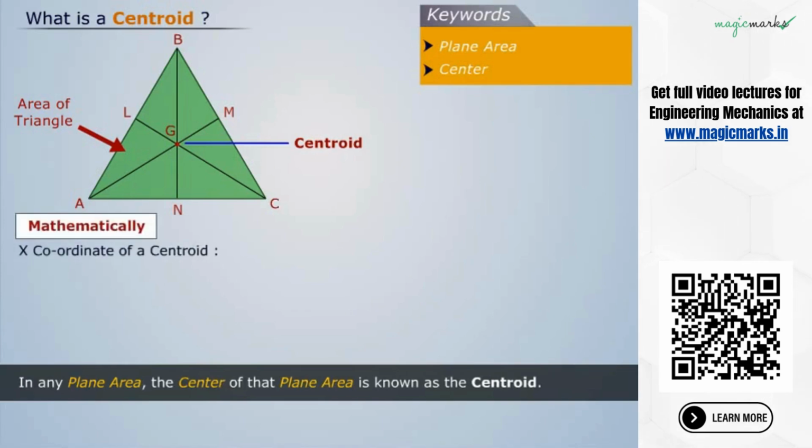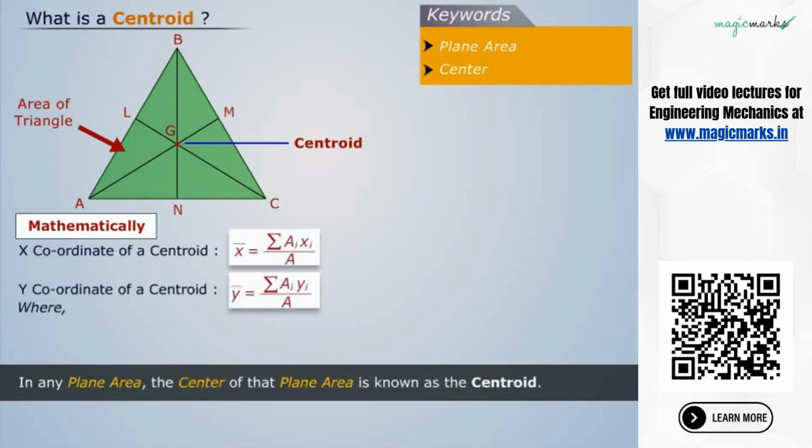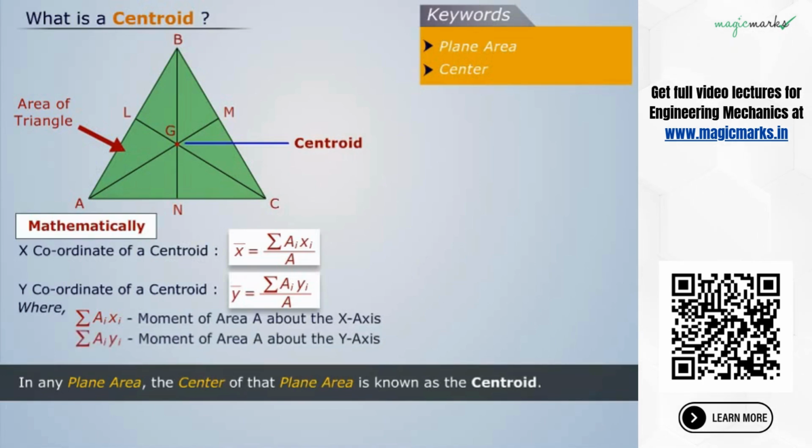Mathematically, the x-coordinate of a centroid is represented as, and the y-coordinate of a centroid is represented as, where summation Ai xi is the moment of area A about the x-axis, summation Ai yi is the moment of area A about the y-axis, and A is the area of a plane.